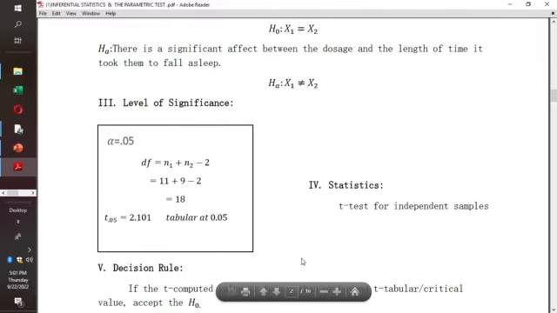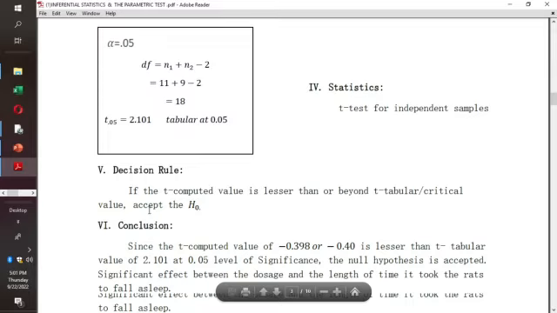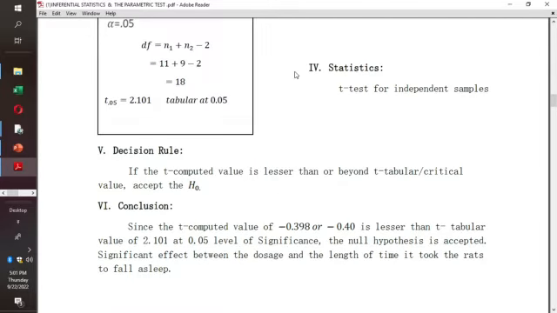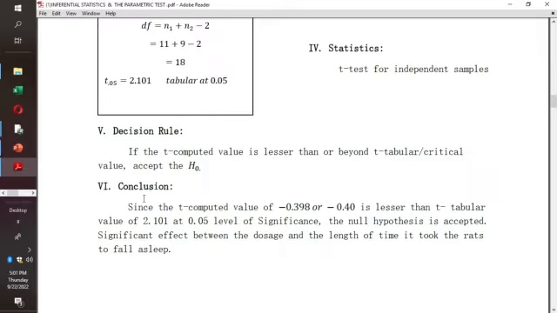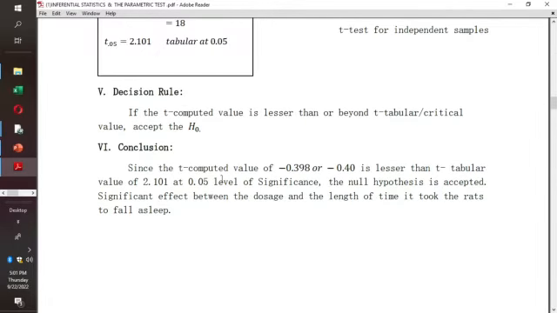Then in step 5, decision rule: if the t computed value is lesser than t tabular or critical value, accept the null hypothesis. In conclusion, since the t computed value of negative 0.398 or negative 0.40 is lesser than the t tabular value of 2.101 at 0.05 level of significance, the null hypothesis is accepted. There is no significant effect between the dosage and the length of time it took the rats to fall asleep.